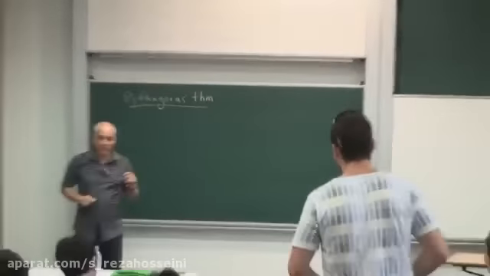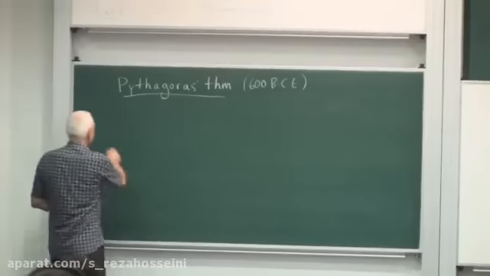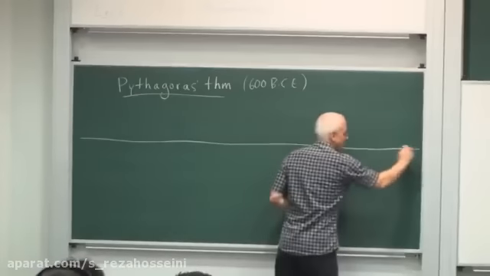So Pythagoras lived around 600 years before Christ. And he was one of the first and most influential developers of Greek mathematics. Let's have a quick time frame just to position ourselves historically.